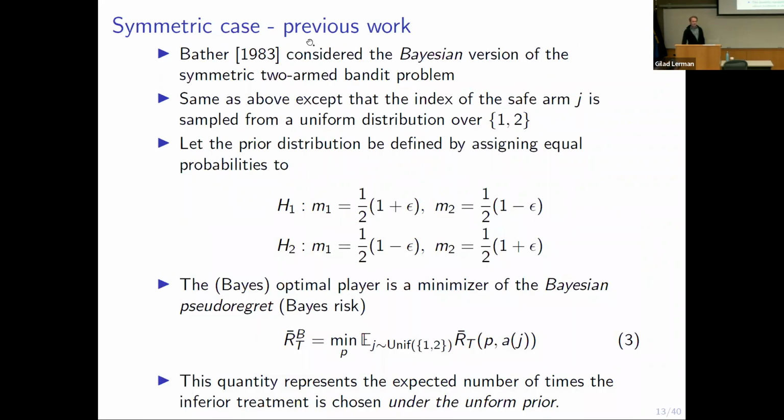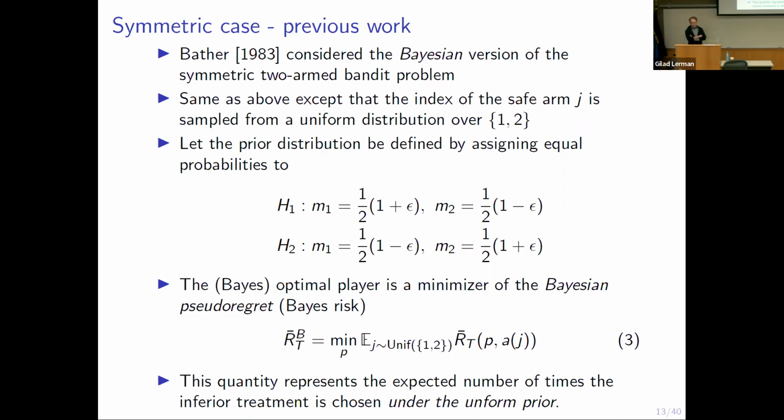So previously, even in the symmetric case, not everything is known. This was looked at in 1983, where they looked at the Bayesian version of this symmetric two-arm bandit problem. It's the same as above, except that the index of the safe arm is sampled from the uniform distribution over two arms. In the hypothesis testing framework, you could think about the prior distribution as assigning equal probability to the hypothesis of one arm being safe versus the other arm being risky.